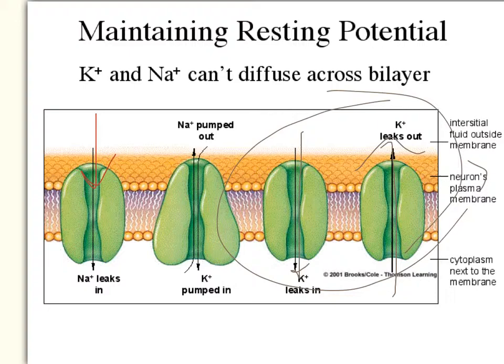Now, this one right here, this is a pump. This pump is going to establish those concentration gradients by active transport. And remember, active transport requires ATP. So this little guy right here is going to be trying to maintain that resting potential, where these other pumps will be used for sending what's called an action potential.